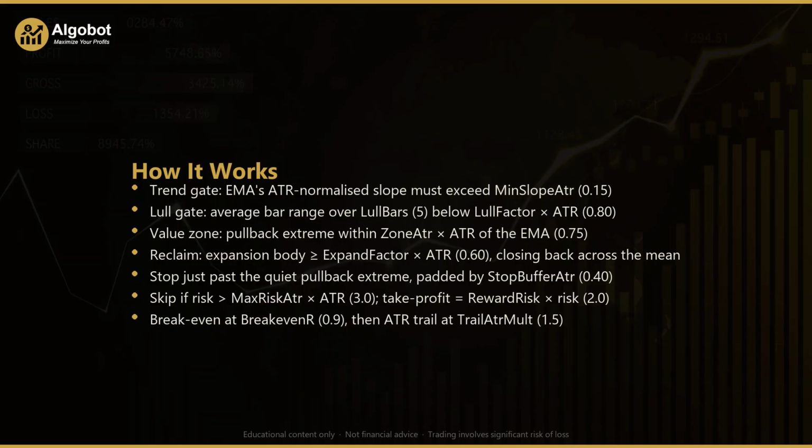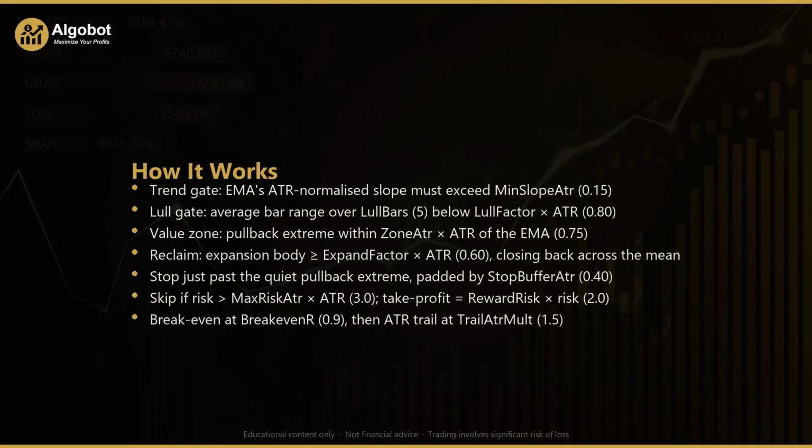Finally, the reclaim. The most recently closed candle must be a genuine expansion candle in the trend direction. Its body must be at least 0.60 of an ATR. It must close back across the moving average, and it must close beyond the previous candle's close. For a long, that means a strong up candle closing above the mean and above the prior close. The short side is the exact mirror, a strong down candle closing below the mean and below the prior close. When all three parts align, the strategy signals an entry.